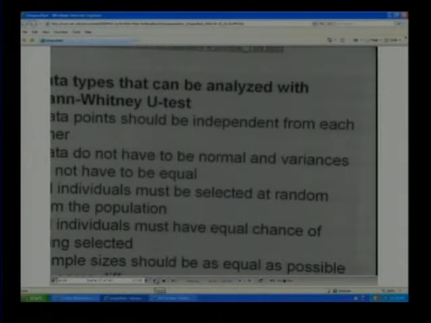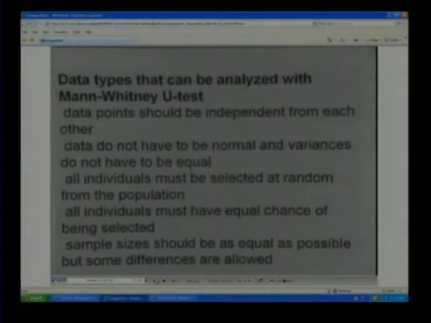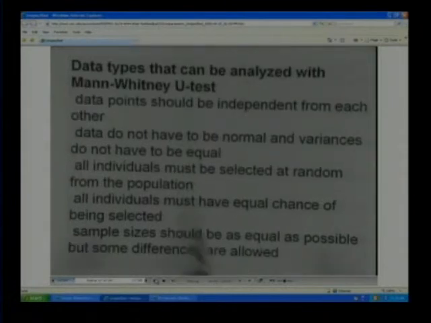Okay, data types that can be analyzed with a Mann-Whitney U test, or the Mann-Whitney Wilcoxon test or whatever you want to call it. Data points should be independent from each other. Two samples are independent. Data doesn't have to be normal. The variances do not have to be equal. Those are assumptions of the parametric test. All individuals must be selected at random from the population.